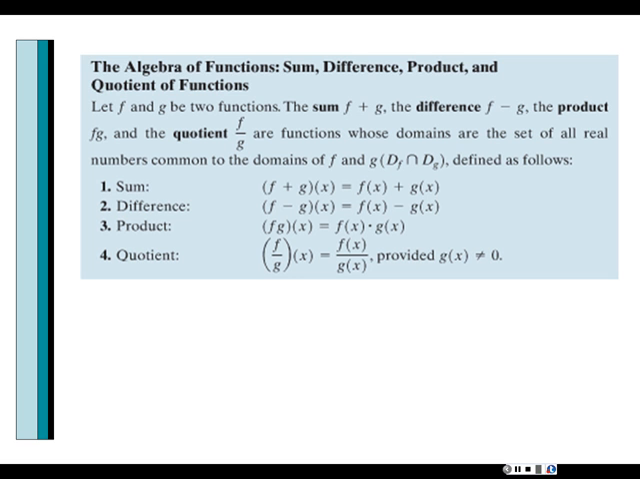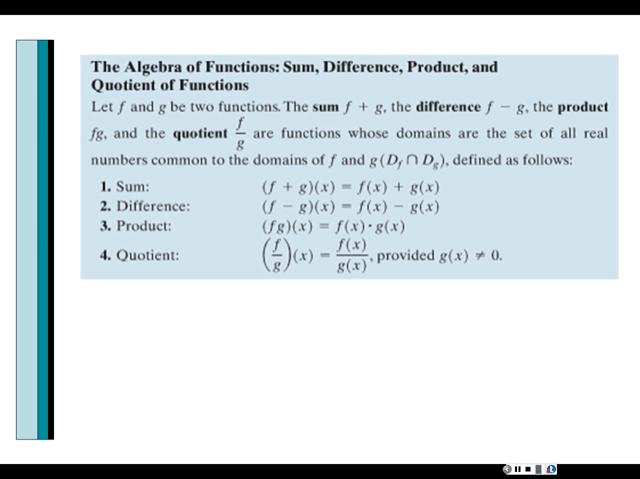whenever you are doing this operation, you know that f plus g will be the sum, f minus g will be called the difference, fg, which is the multiplication, will be called the product, right? And f over g will be called the quotient, just like regular algebra. And also, the domain is the set of all real numbers common to the domains of f and g.